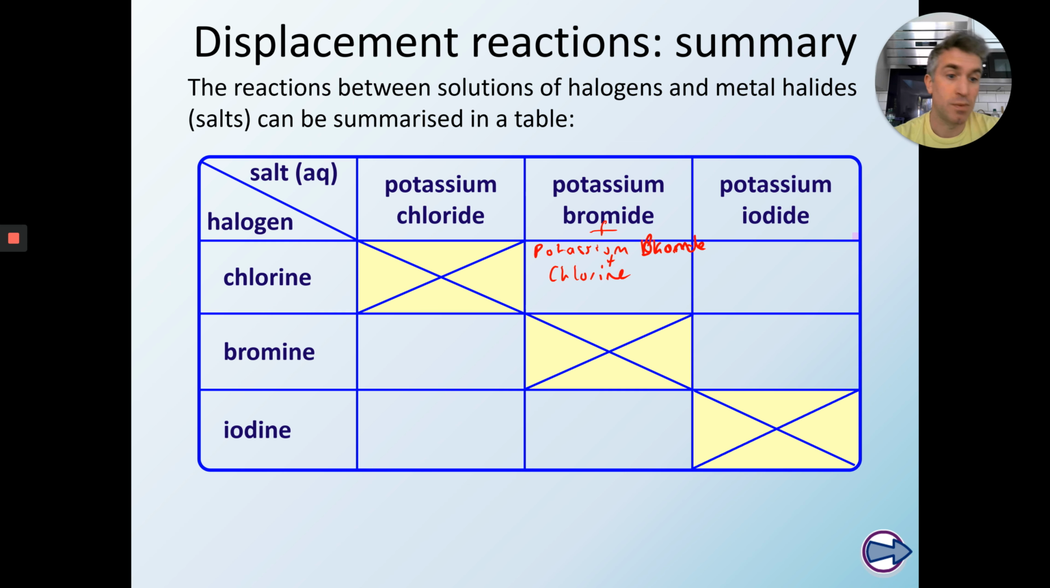What does it turn into? If you want to do it as symbols, that's fine. Simple. What happens? Do the same here. What happens when you mix potassium iodide and chlorine? What happens when you mix potassium iodide and bromine? These ones are crossed out because you'll notice that bromine with bromine, they're the same halogen. There's no point. What happens here? Bromine, potassium chloride. What happens? Fill it in. Pause. Do it.